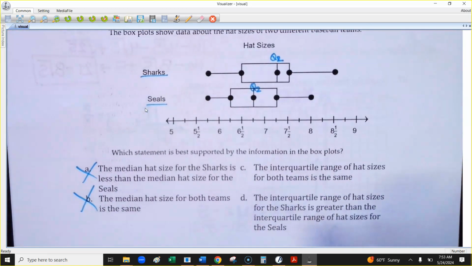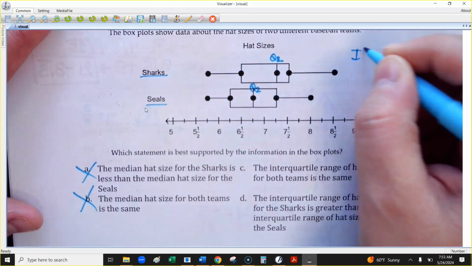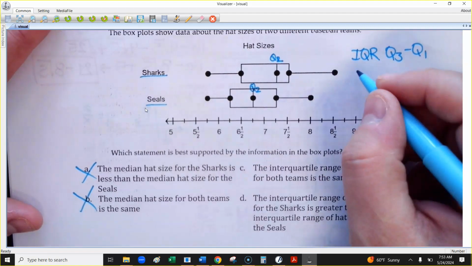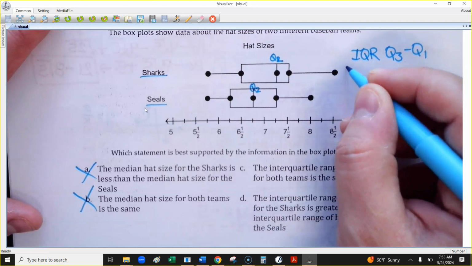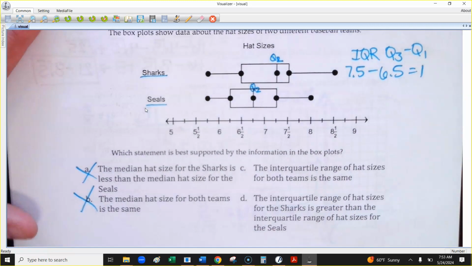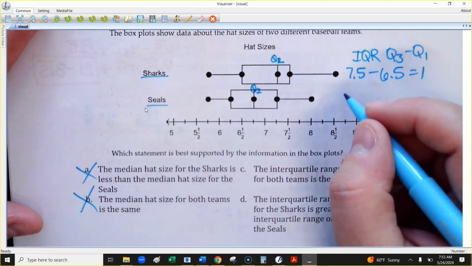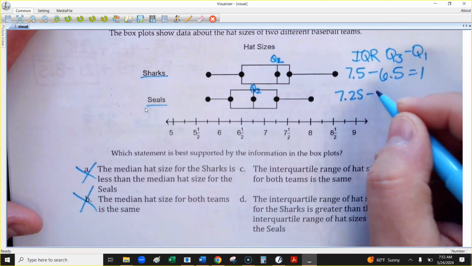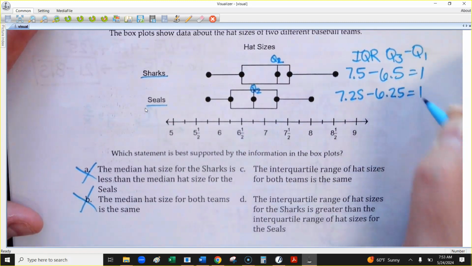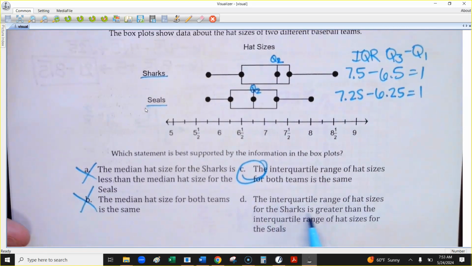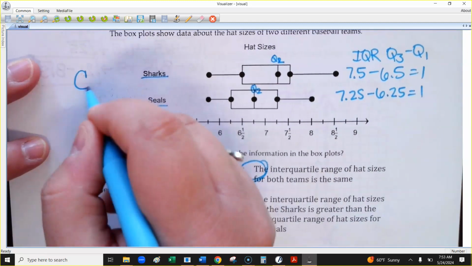The interquartile range of hat sizes for both teams is the same. I'd have to kind of figure this out real quick. So your IQR is Q3 minus Q1. So for this team at the top, it would be this line, which looks like it's 7.5, minus this line, which would be 6.5. So their interquartile range would be 1. This one, it looks like 7.25, and this one looks like 6.25. So that is true. I'm just going to check the last one. The interquartile range of hat sizes for the Sharks, nope, they're the same. So letter C should be your answer for this last question. Okay.